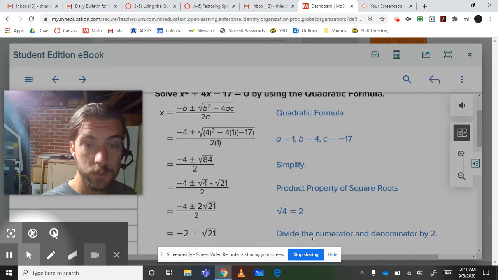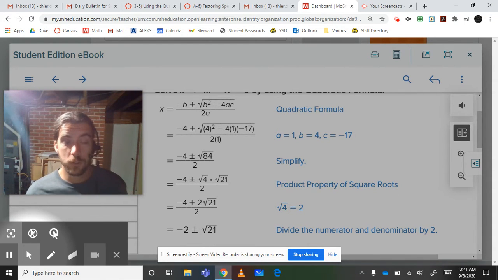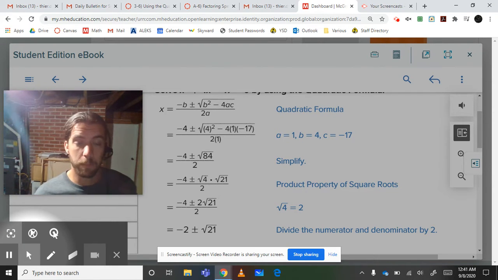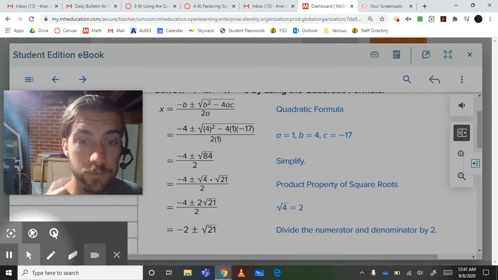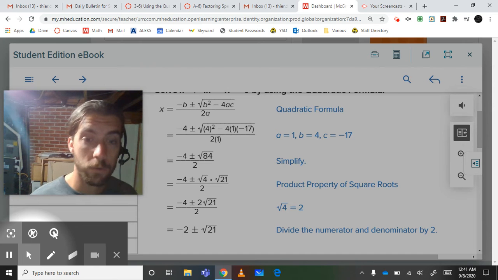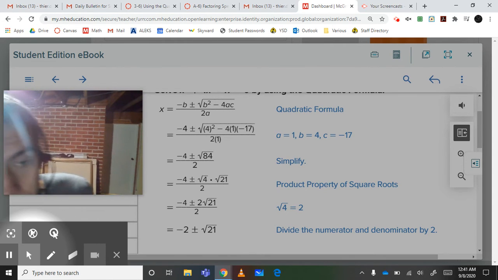Okay, finally, we end up looking at something that looks like negative 4 plus or minus 2 root 21 all over 2. So we divide both sides of the top of the fraction. The negative 4 gets divided by 2, and the 2 root 21 gets divided by 2, giving us the final answer of just negative 2 plus or minus the square root of 21. So one of our real answers is negative 2 plus the square root of 21, where our other answer is negative 2 minus the square root of 21.